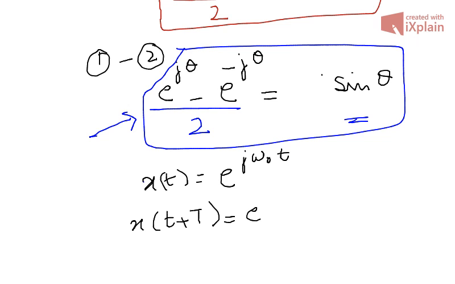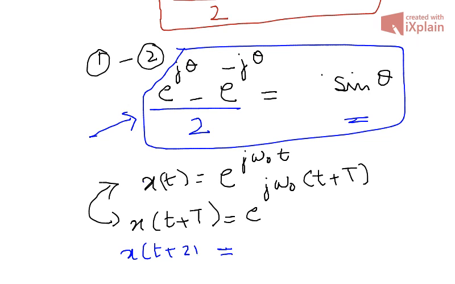Keep in mind, if it is periodic, x of t plus T should be equal to x of t. If it is periodic, these two should be equal. So let's try to see whether it is periodic or not. Suppose I say T equal to 2 pi. There should be some positive T for which this signal is periodic, if it is periodic.